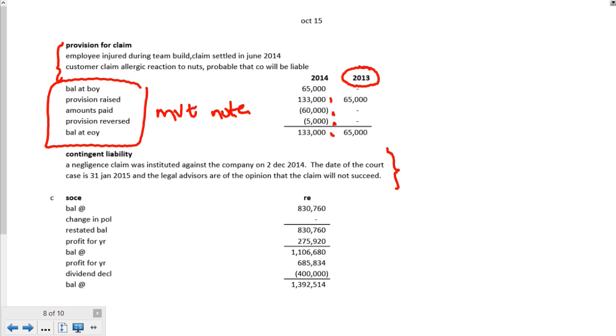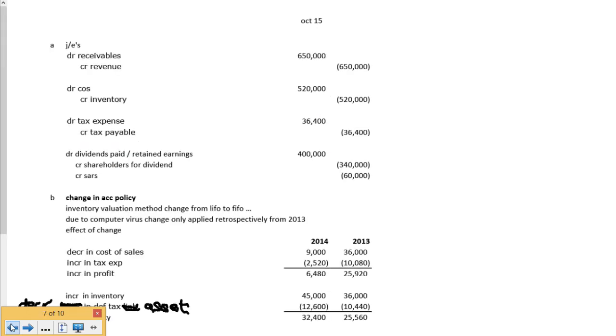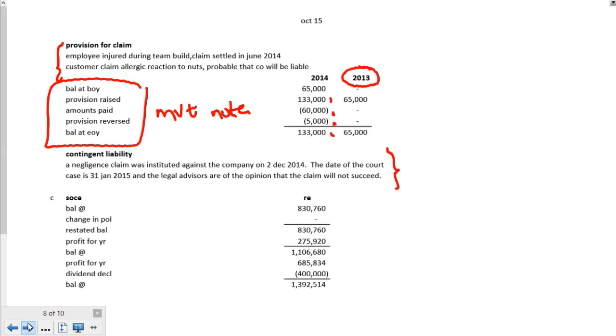Copy and paste most of what's in the information. For all of these, you saw this one here also had bits of story, isn't it? You write what they write. Whatever they tell you, that it was management's decision to change from LIFO to FIFO and the reasons why, you write that. That they couldn't go back to 2012 because of the computer virus, you write that. So then you write it could only be changed from 2013 onwards. Okay, so all of that is in the question. That bit's in the question, the bit about the two claims is in the question, the bit about the contingent liability is in the question.